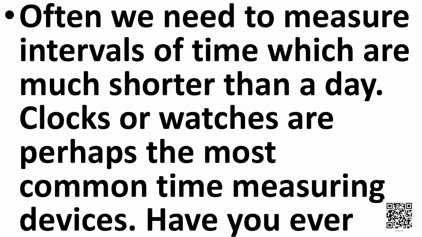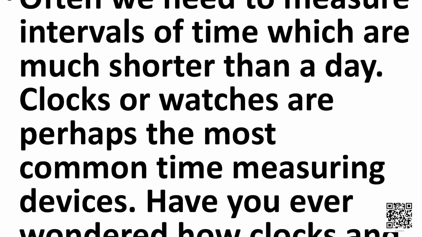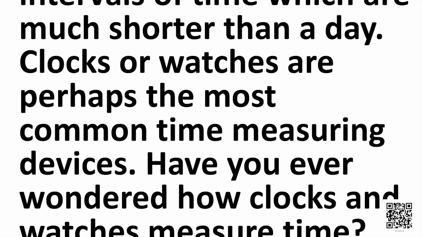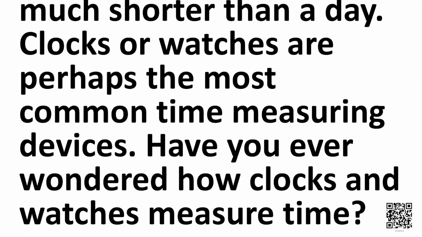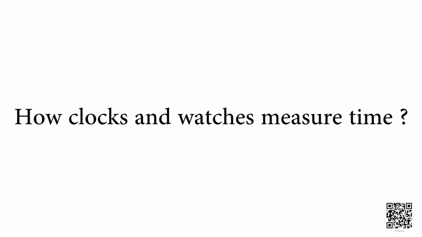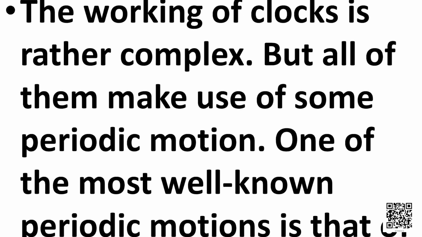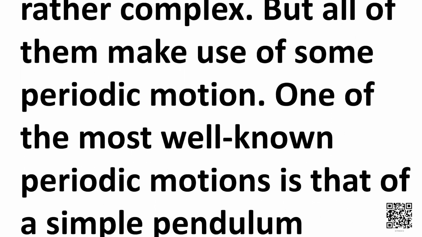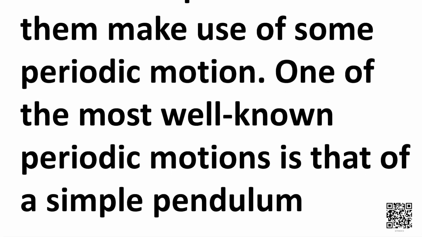Often we need to measure intervals of time which are much shorter than a day. So clocks or watches are perhaps the most common time measuring devices. But then students, comes another question: how do clocks and watches measure time? The working of clocks is rather complex, but all of them make use of some periodic motion. One of the most well-known periodic motions is that of a simple pendulum.